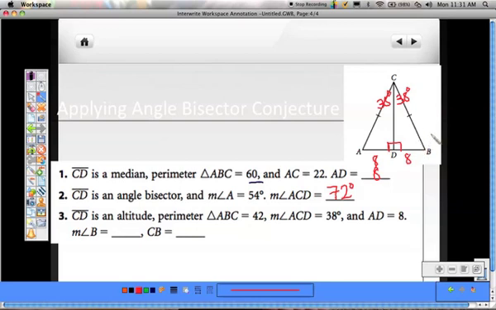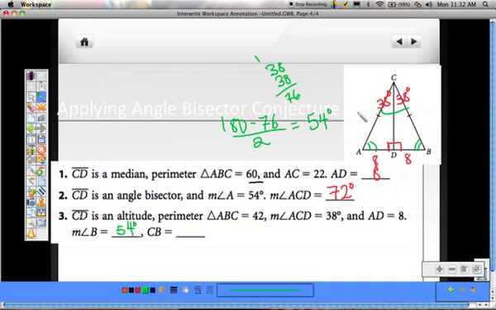CB, this line right here. Okay, so first let's start with the angle. 38 plus 38, we'll add that together. That's 76. Then for the whole triangle, we're going to take 180 minus 76. But these two angles are the same. So we'll divide that in half, and we'll get the answer. So measure of angle B is 54 degrees.